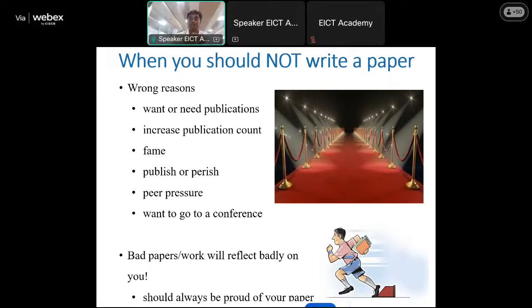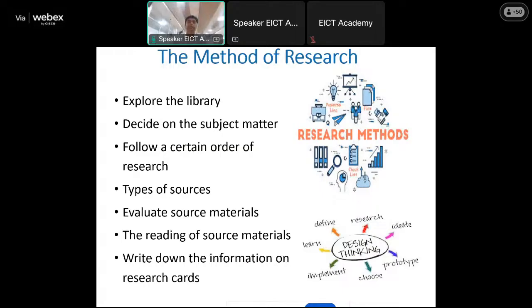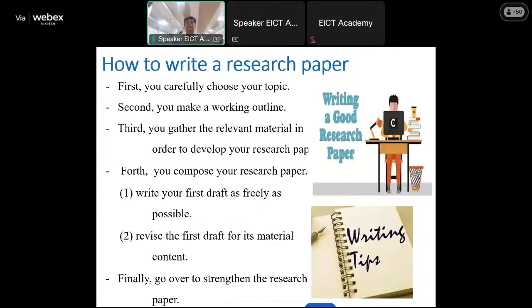So as I said, you should be proud of whatever you have published about your paper. What is the method of pleasure? You should go to a library, decide the subject matter, follow a certain order, note the type of the source material from where you are reading, write down the information, then you can start writing a paper. How to write a research article?